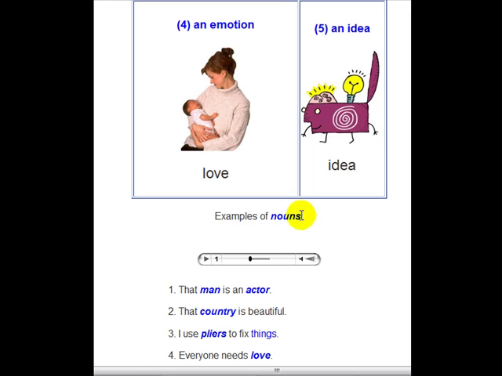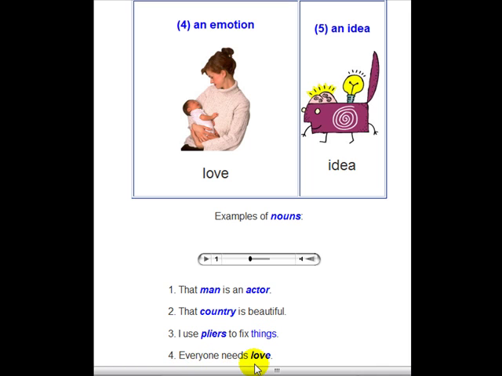Here we have the example of nouns. That man is an actor. We'll get more into the use of the word that, but we're putting it into a sentence so that it makes sense. Anyway, that man is an actor. That country is beautiful. I use flowers to fix things.